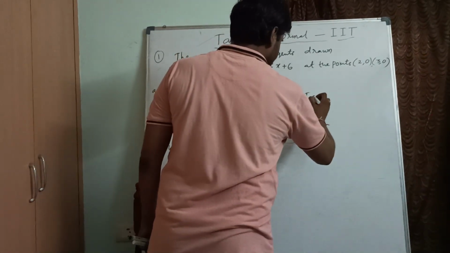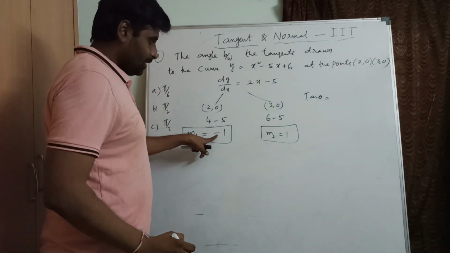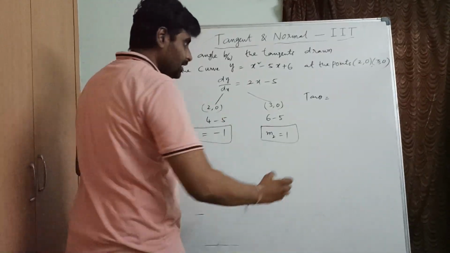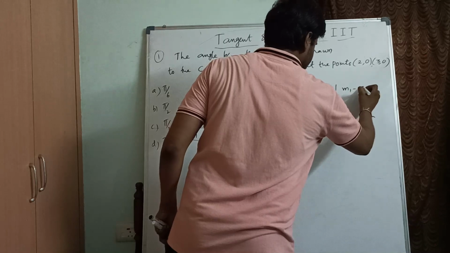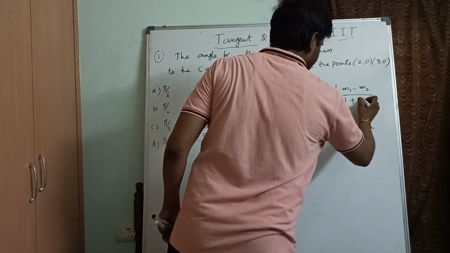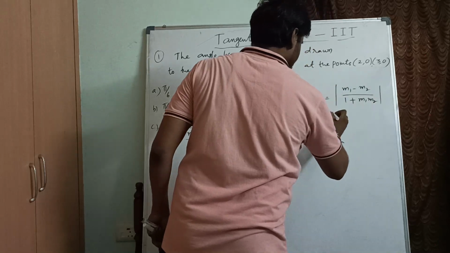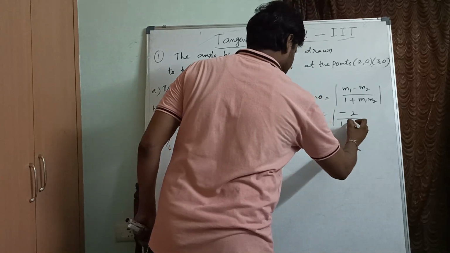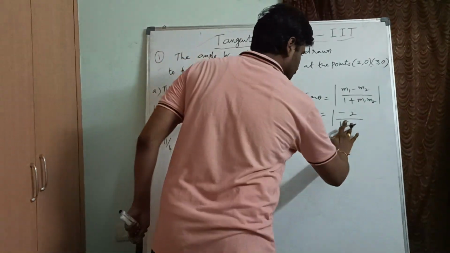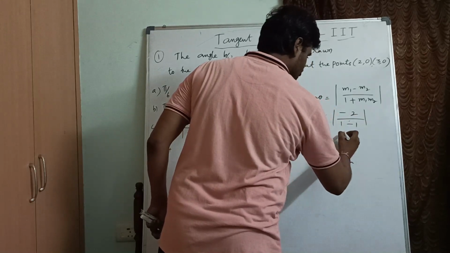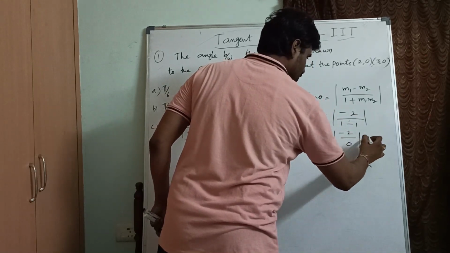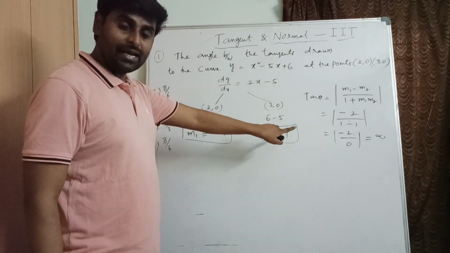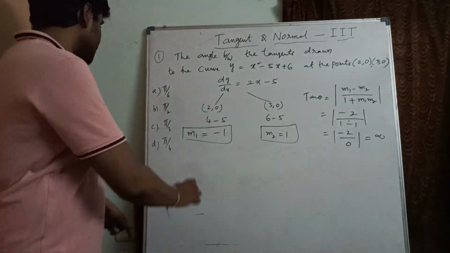So after that, how can you find the angle between two curves? Tan theta equals modulus of (m1 minus m2) by (1 plus m1 m2), where this is the first tangent slope and this is the second tangent slope. We are going to find the angle between the two tangents now. Correct? So m1 minus m2 is minus 1 minus 1, so minus 2 here, by 1 plus m1 m2, 1 minus 1 here. So what will you get here? 0. Something by 0 gives you undefined. So when can you say tan is undefined? Whenever the angle is 90 degrees. So option B is correct.